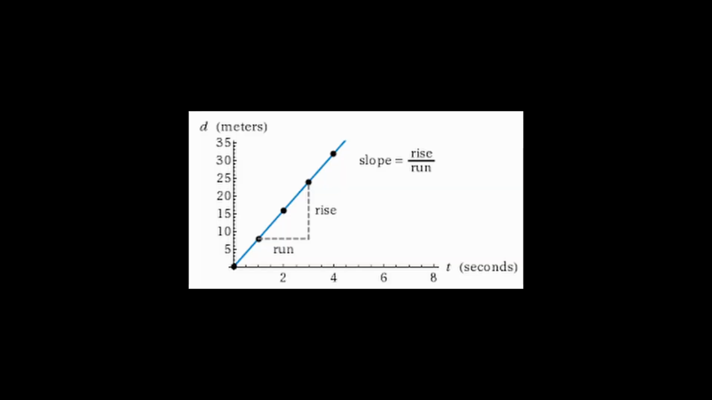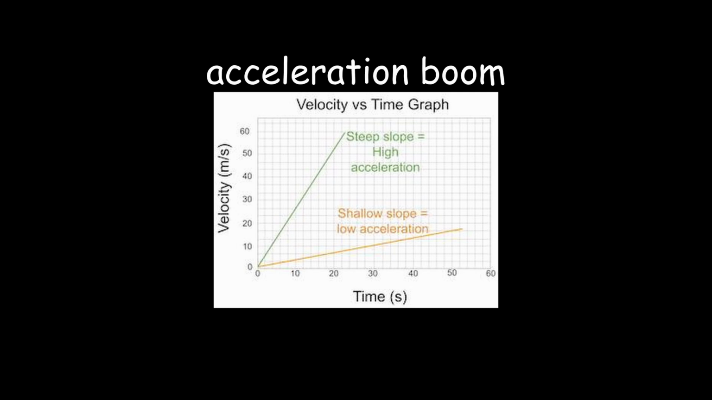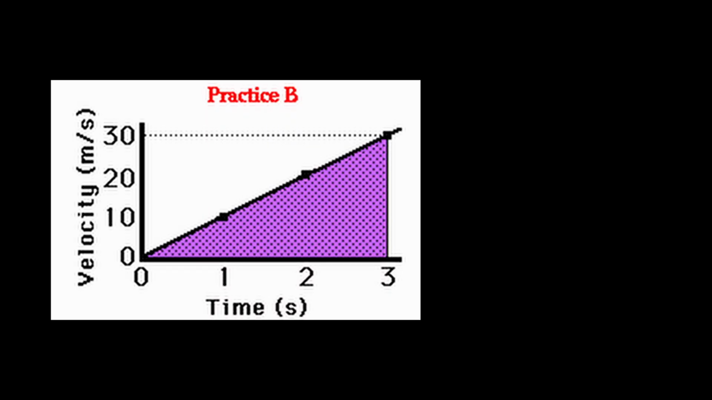Moving on to graphs. I'm not a calculus student. How am I supposed to understand this? That's okay. I'm going to teach you right now. Slope of a position versus time, that's velocity. Slope of velocity versus time, that's acceleration. Area of a velocity versus time graph, that's displacement. Area of acceleration versus time, that's change in velocity.